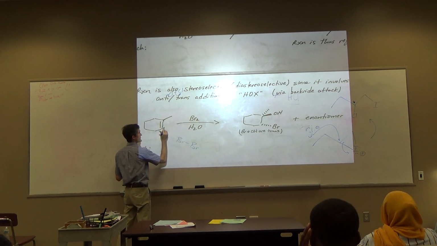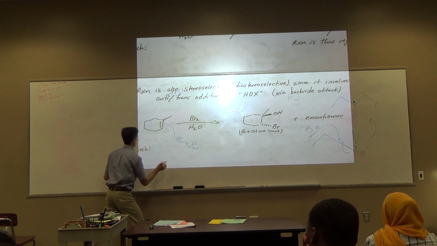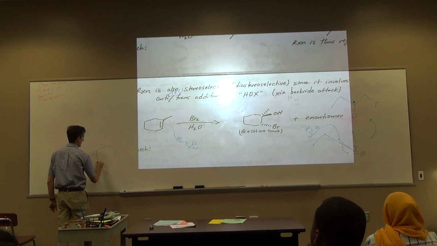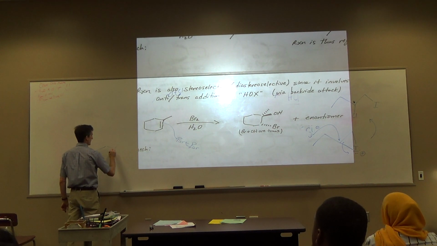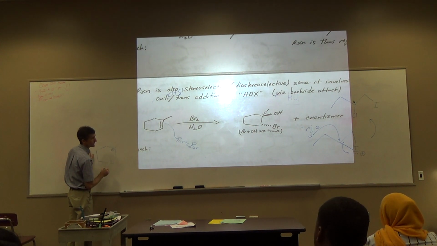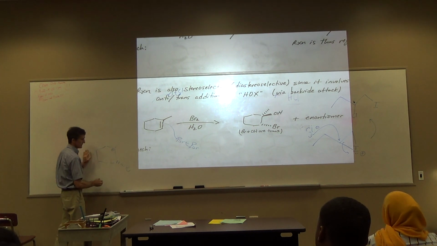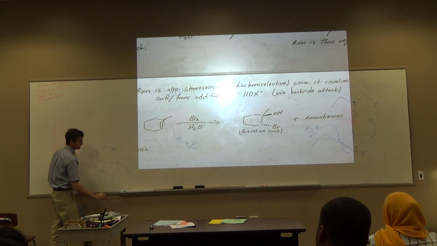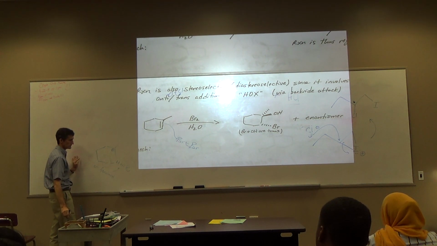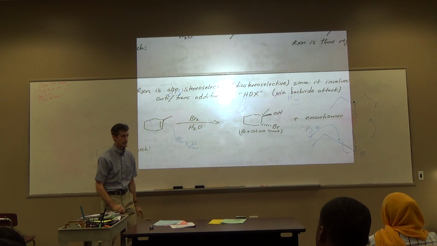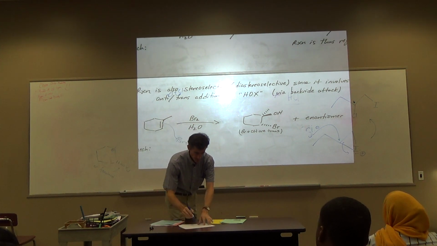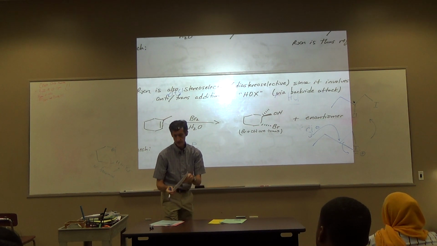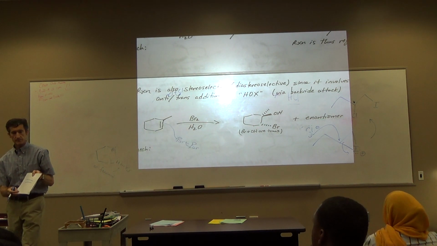Attacks bromine, right? Not water. This attacks bromine. And we get a carbocation at the top. And this can attack. I'll show it back. This could also be forward, because an alkene is planar. Okay? Depends on the reagent.